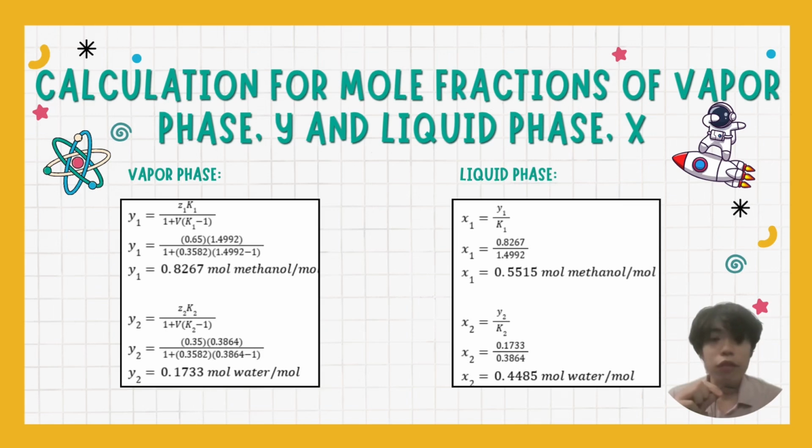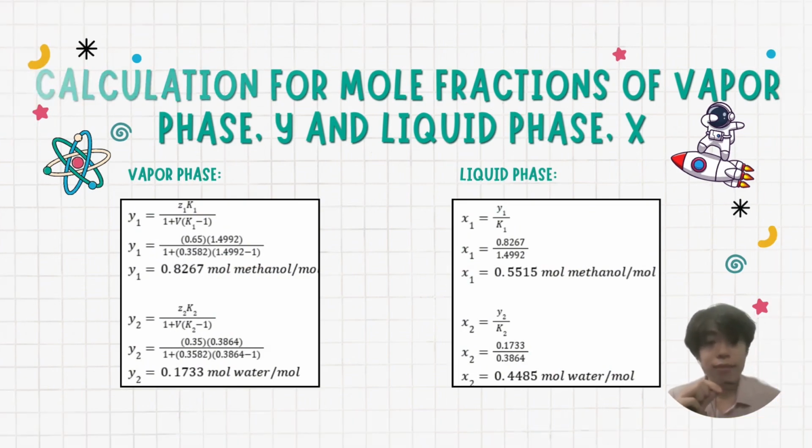So that is the mole fraction for the vapor phase. As for the mole fraction for the liquid phase, there is the formula, which is x1 equivalent to y1 divided by K1. So from there, we will get the x1 value of 0.5515 mole of methanol per mole. As for x2, we will also use the same formula, which is equivalent to y2 over K2, where we'll get the value of 0.4485 mole water per mole for x2. So that is for the mole fraction of the liquid phase.